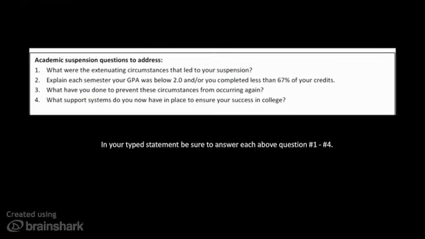In your typed statement, please be sure to answer each above questions number 1 through number 4. 1. What were the extenuating circumstances that led to your suspension? 2. Explain each semester where your GPA was below a 2.0 and or you completed less than 67% of your credits. 3. Tell us what you've done to prevent these circumstances from occurring again. 4. What support systems do you now have in place to ensure that you will be successful in college?